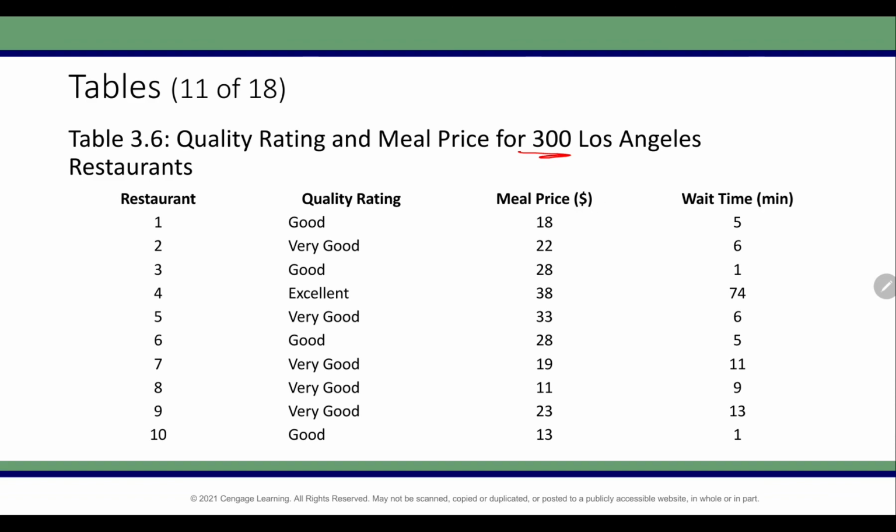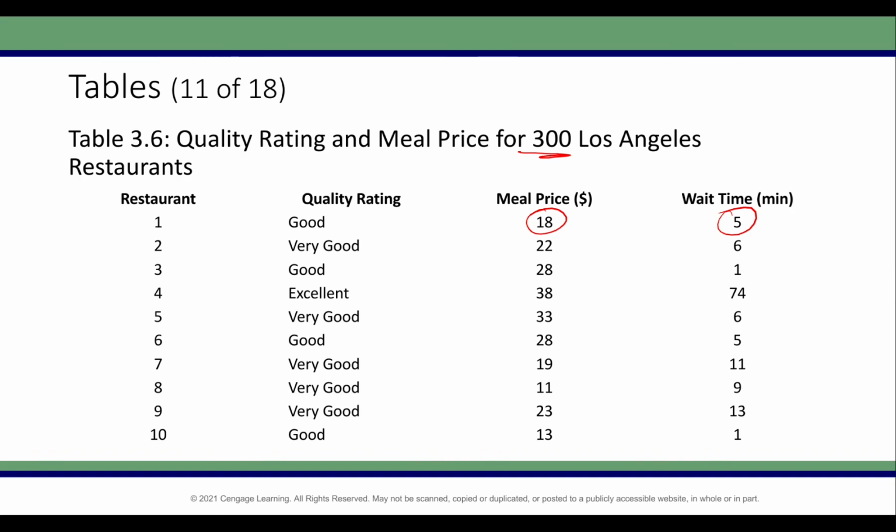So this can be a data set where, maybe it's not very clear what this data set is about, but my understanding is that it can be one person going into different restaurants and ordering a meal, recording the meal price and the wait time, and then the quality rating of the restaurant given. Or maybe several people have done this. Anyway, that detail is not that important.